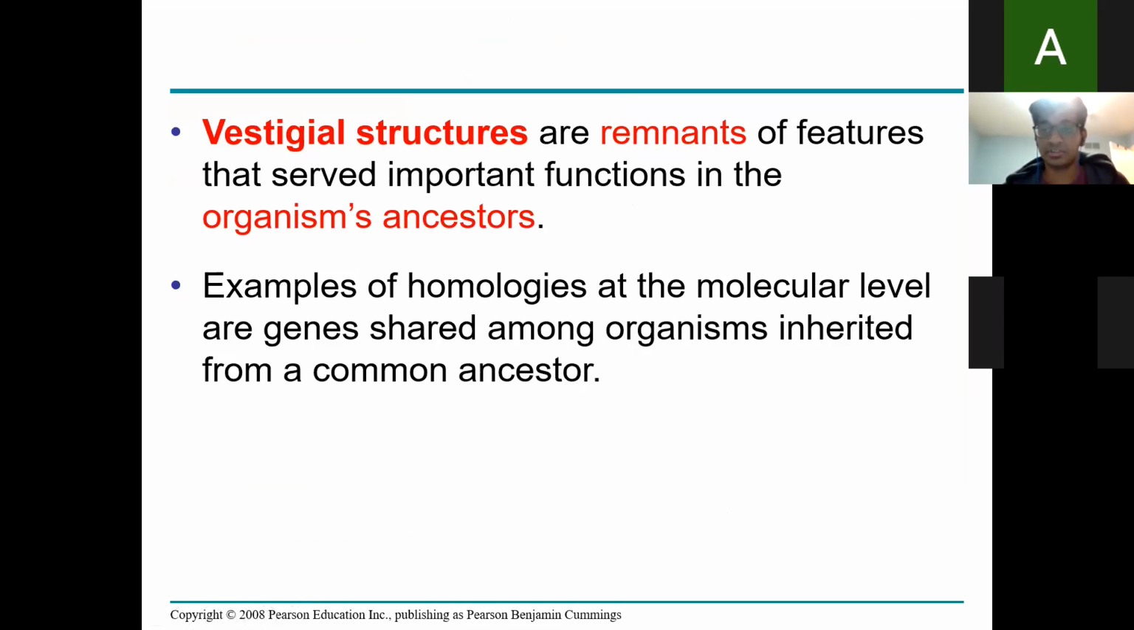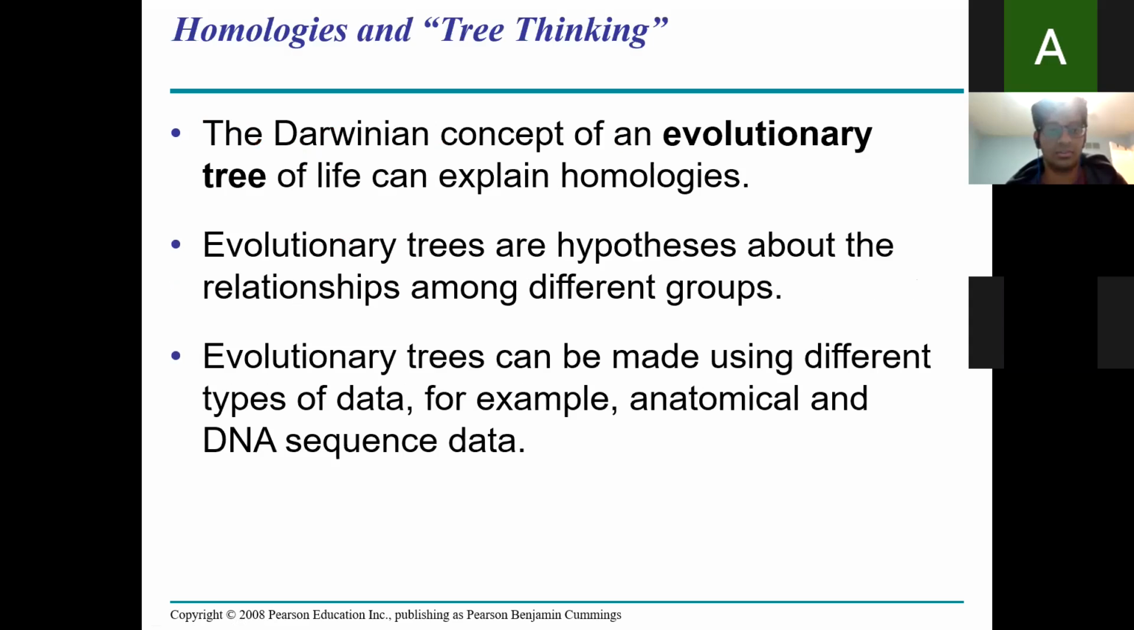Okay, but vestigial structures are even more representative of that. They're remnants of features that served important functions in ancestors. An example of this in humans is the appendix. We don't need an appendix, it doesn't really help us, but we still have one because a common ancestor had an appendix and needed to use it. So that hasn't fully gone away in humans yet.